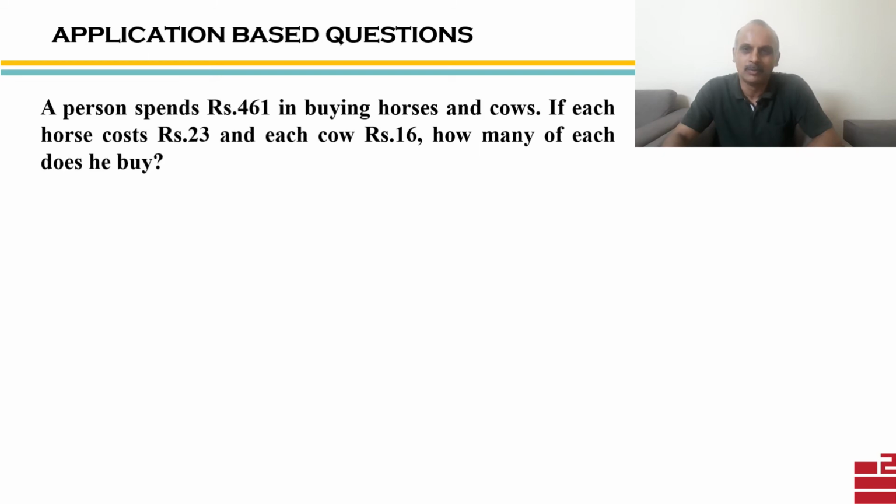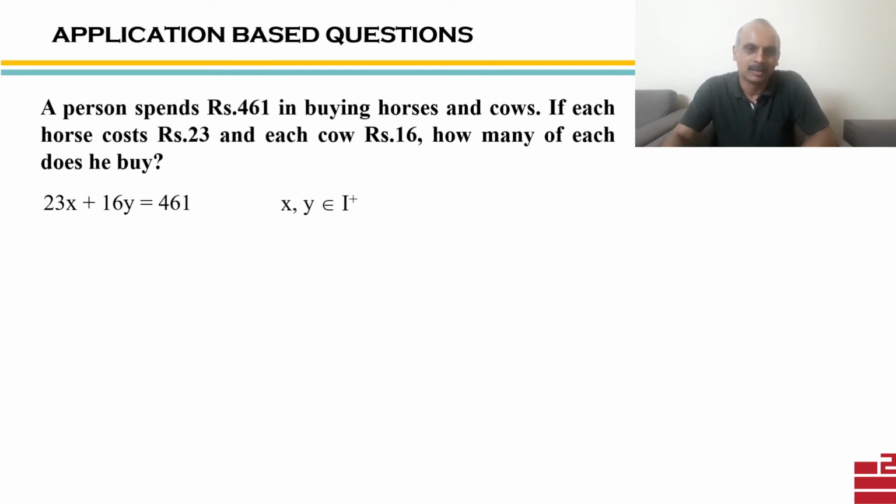Alright, so let's move on to our next problem. In this, it's given that cost of each horse is 23 and that of each cow is 16. I managed to buy some number of each so that the total cost is 461. What is the number of each? Here, suppose I say I could buy x number of horses and y number of cows. So my equation becomes this: 23x plus 16y is equal to 461.